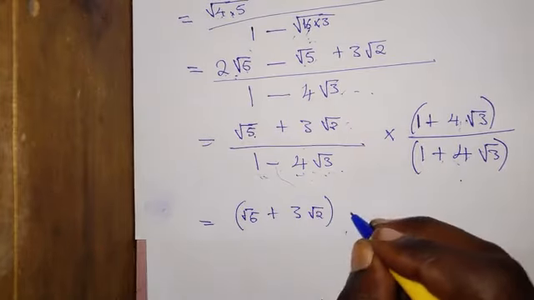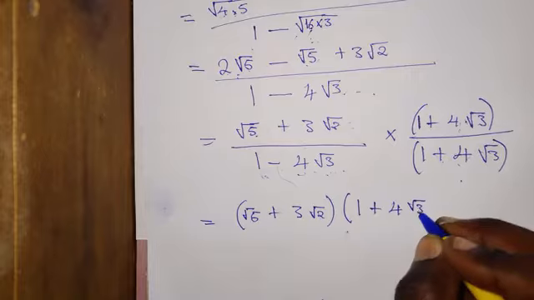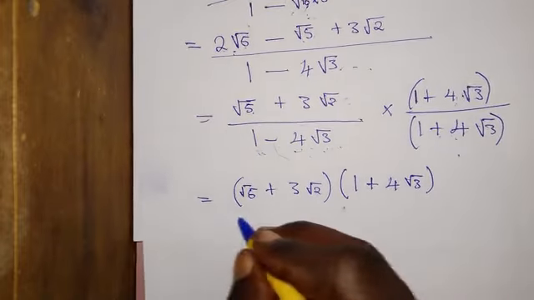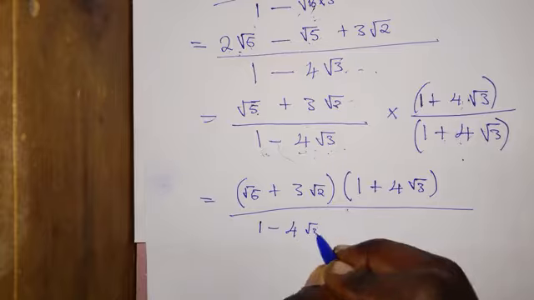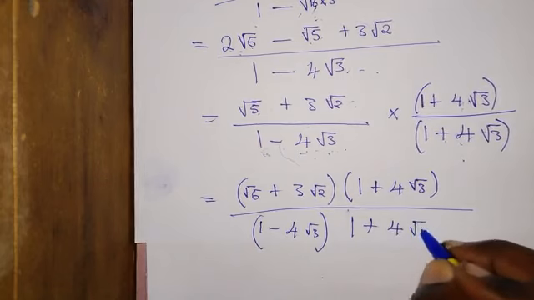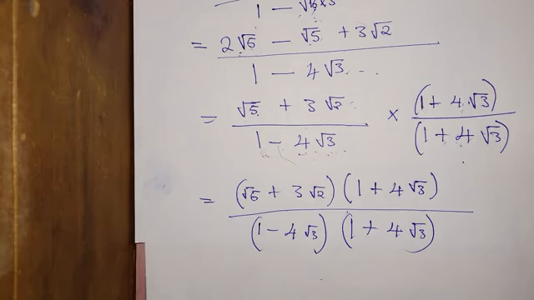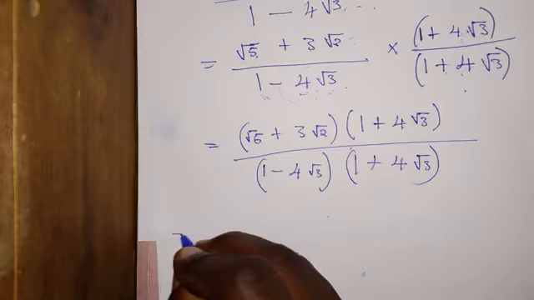So (root 5 plus 3 root 2) multiplied by (1 plus 4 root 3), over (1 minus 4 root 3) multiplied by (1 plus 4 root 3). Okay? Now let's break through, then we can try by all means to expand.